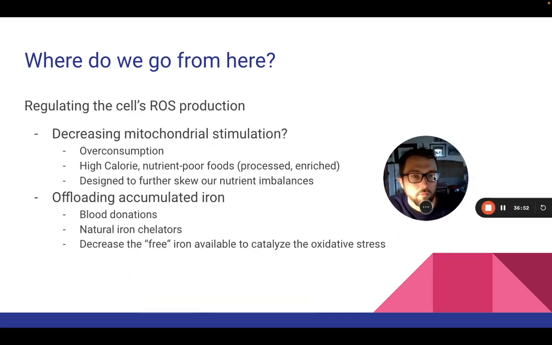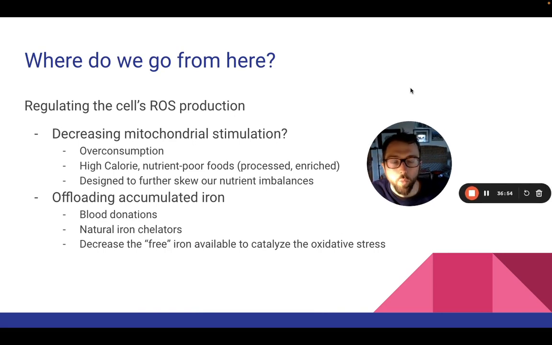So where do we go from here? How do we address these situations, right? We talked about how trace minerals are important for getting the enzymes responsible for neutralizing hydrogen peroxide to work. Simultaneously, we've got an overabundance of iron, which is like the match lighting all of this on fire.